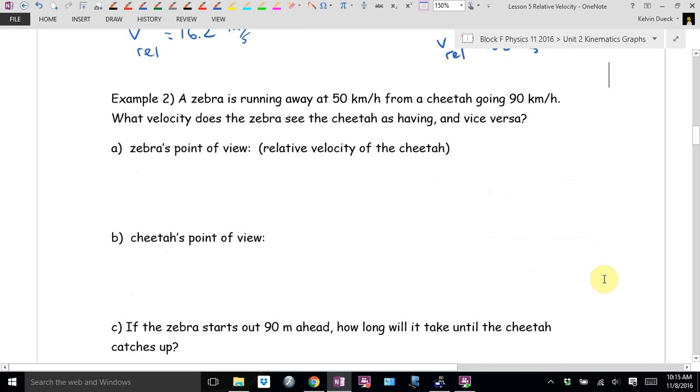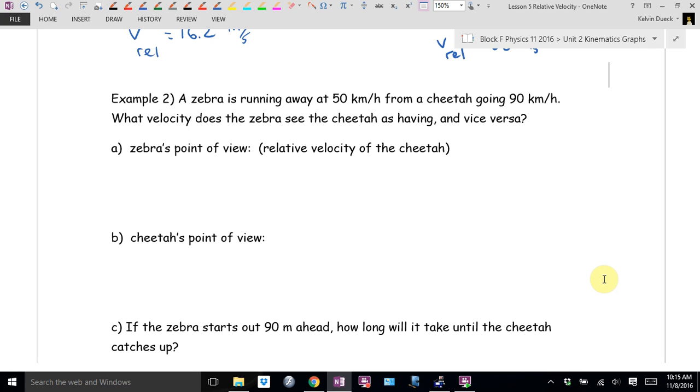A zebra is running away at 50 kilometers per hour from a cheetah that is going at 90 kilometers per hour. First of all, let's talk about their frame of reference. What velocity does the zebra see the cheetah having, and vice versa?